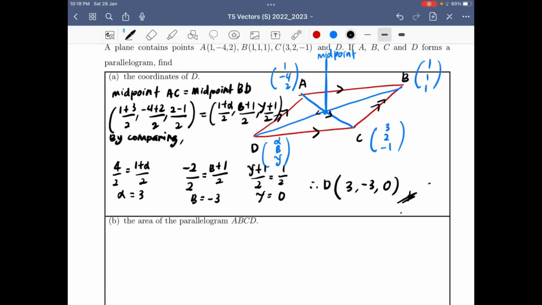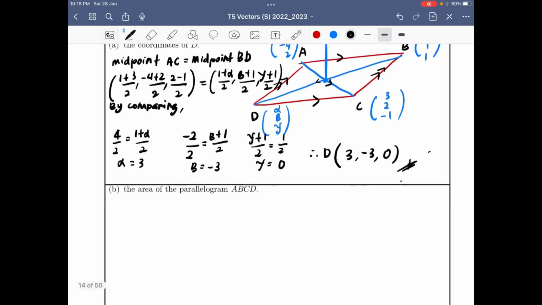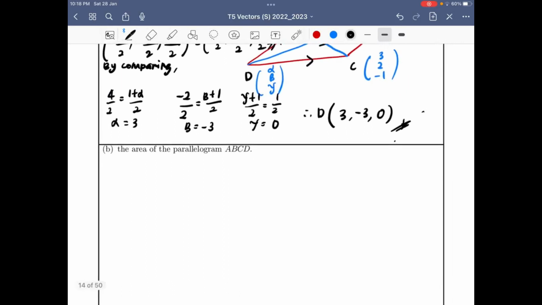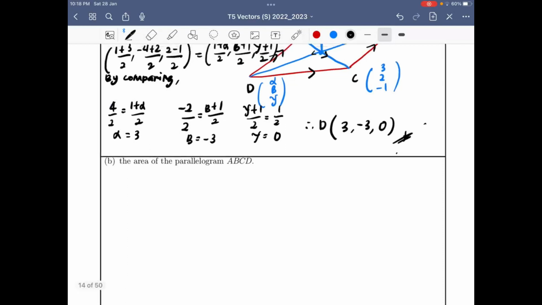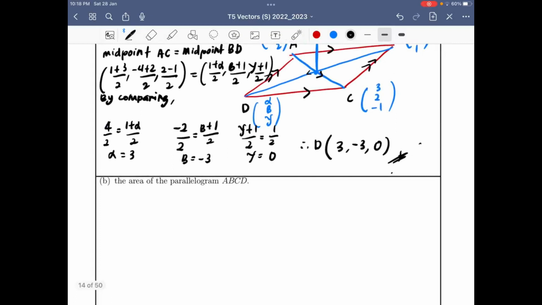Okay, now we go to B part. The area of the parallelogram ABCD. Okay, we want to find the area, right? The formula to find the area of a parallelogram is just the magnitude of the cross product between two vectors. Okay, now we want to know what vectors we want to take here. So normally we should start from the same starting point.